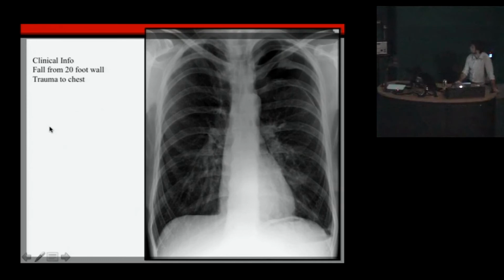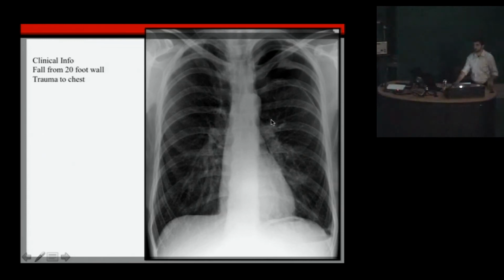Where's my cursor gone? And you see up here, there are no lung markings here, but there are lung markings here. So a left apical pneumothorax. And then extra marks for anyone? What else? Sorry? Due to a fracture. Awesome. So you see here, this rib here is fractured. So they've fallen, fractured the rib, and caused the pneumothorax.